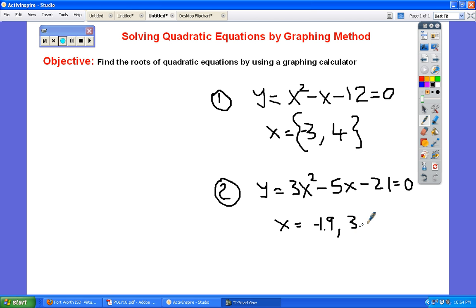You can see that these are not integers. These are the type of problems you are better off solving with either completing the square, which is another method we're going to be using, or using the quadratic formula, which is also another method. There are so many ways to solve this problem; using the graphing calculator is just one way of solving it.